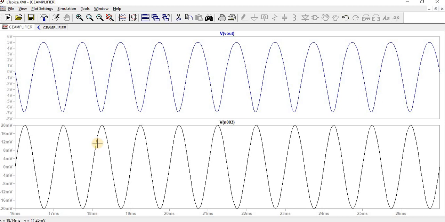Here we can observe the input is around 20 millivolts, whereas in the output it has been amplified to a maximum value of 5 volts. We can also observe that in the common emitter amplifier the output is out of phase. There is a 180-degree phase shift. You can see the input is like this, and in the output you can observe a phase shift between the input side and the output side. So this is the transient characteristics.